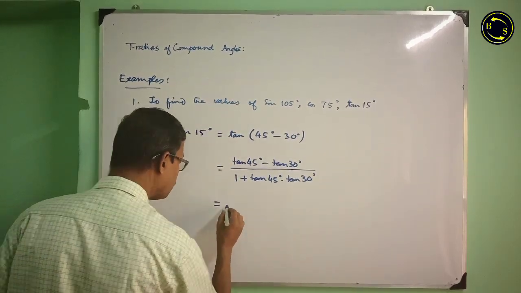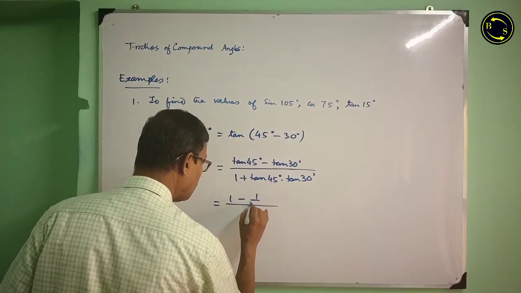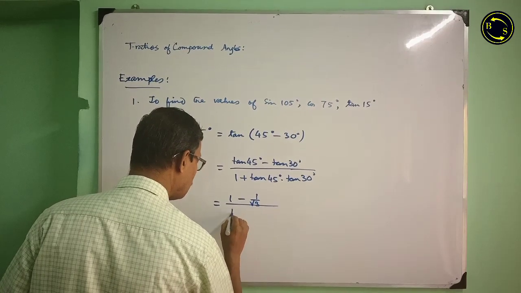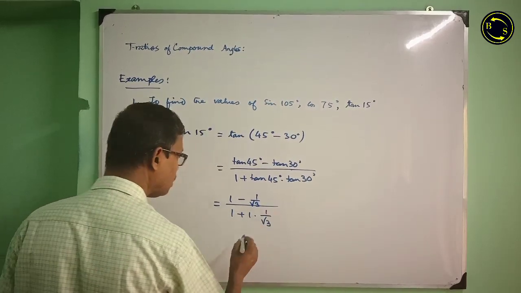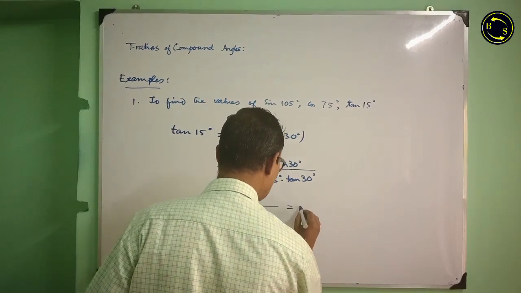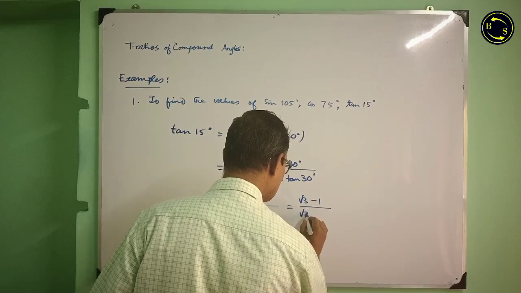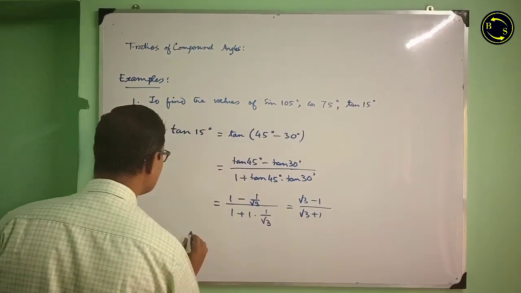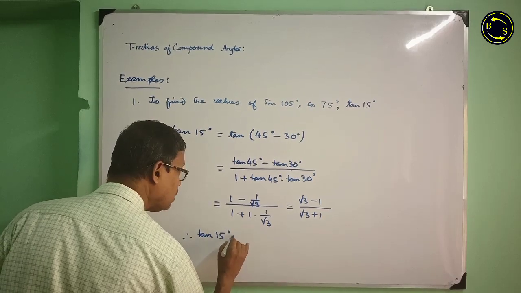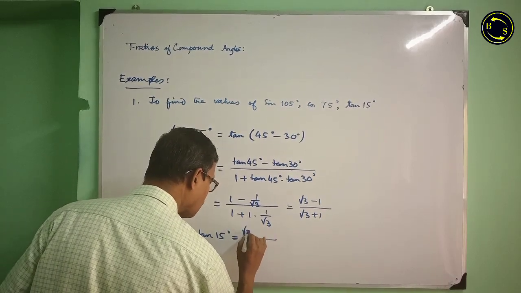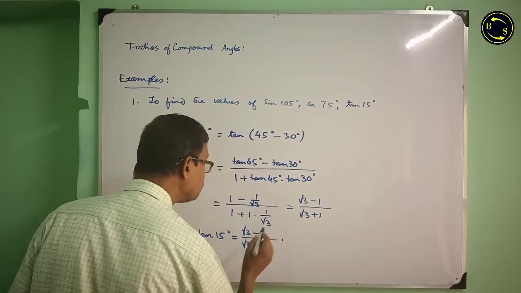Now put the values: (1 minus 1 by root 3) over (1 plus 1 into 1 by root 3). Simplify, it will be (root 3 minus 1) over (root 3 plus 1). Thus tan 15 degree is equal to (root 3 minus 1) over (root 3 plus 1).